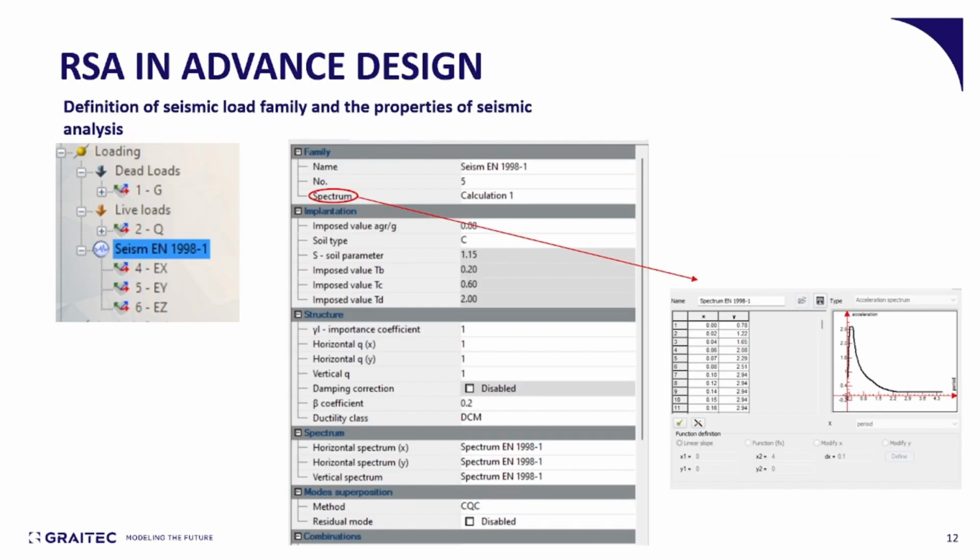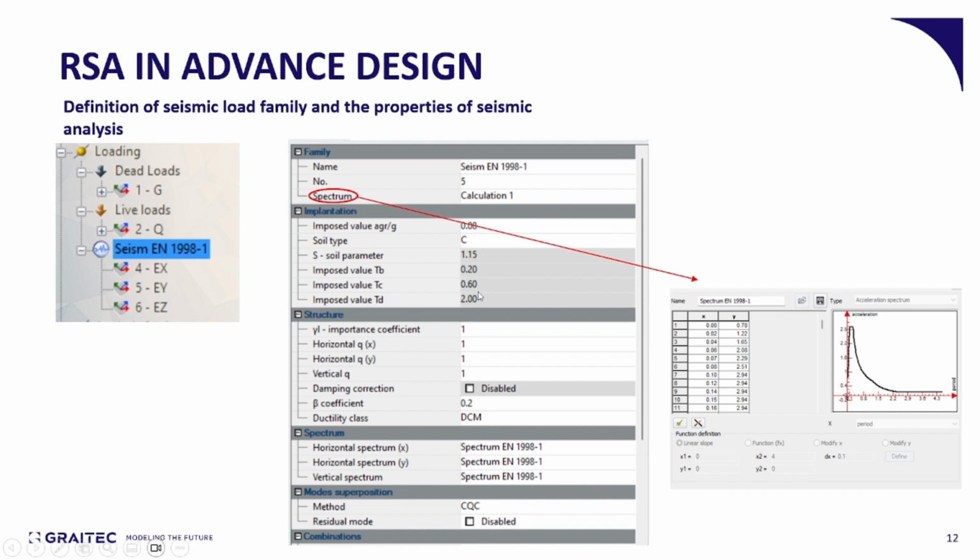Let's see now how to perform the modal response spectrum analysis in Advanced Design. First of all, the seismic load family should be defined. As we see here, the seismic load family has 3 different directions, X, Y, and Z. And by selecting the seismic load family, on the right-hand side we have the properties, and the user can select the spectrum, either elastic, inelastic, or even user-defined.